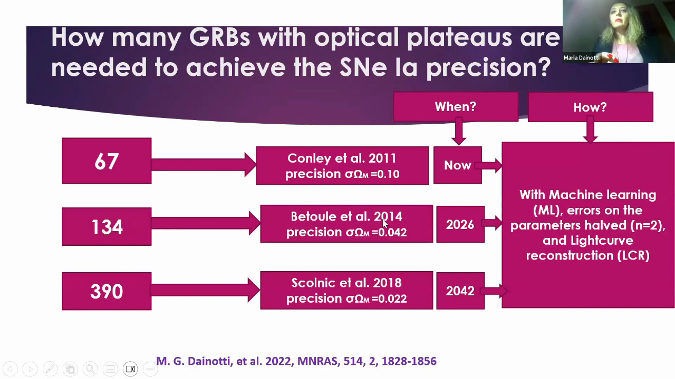If you would like to reach the Betoule et al. 2014 precision, you can reach it just in 2 years from now, again with this method. And if you would like to reach the precision of Scolnic 4 years ago, then you would need to wait 18 years from now. But this is a pessimistic, not an optimistic inference, because I've been considering that there will be the same number of observations that we have today, which most likely will not be, because we will have maybe more facilities.